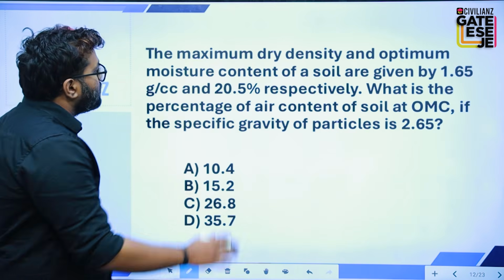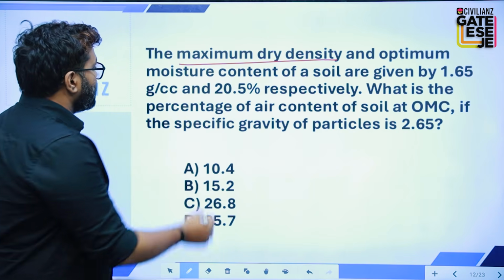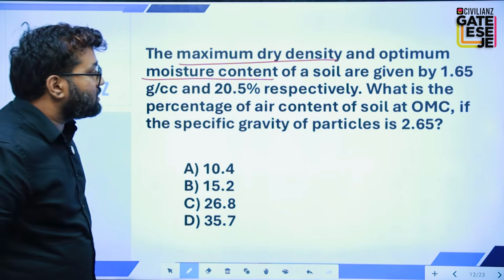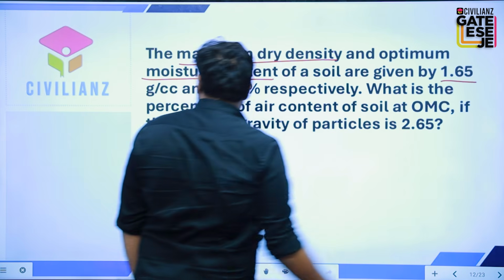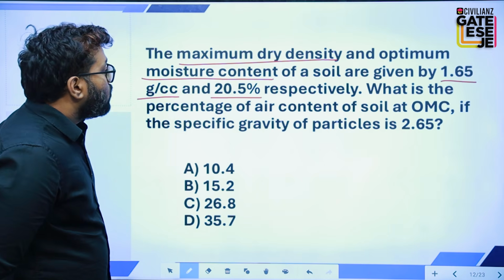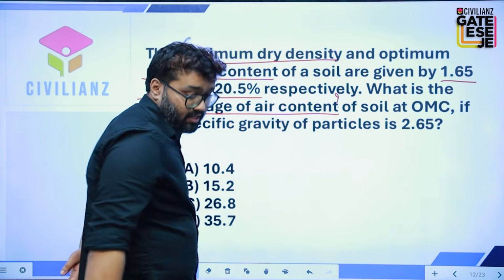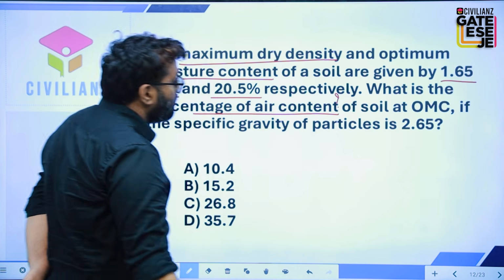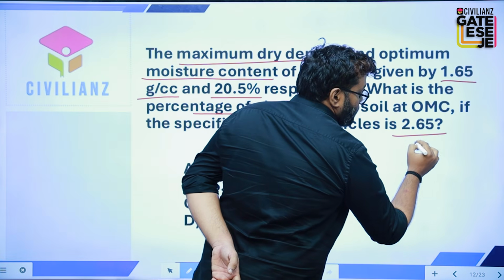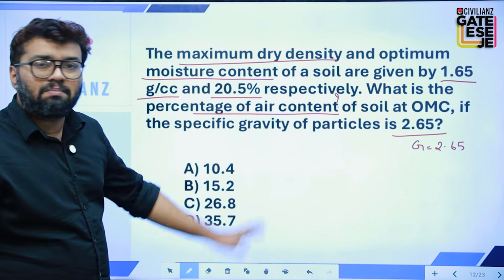So the question is, the maximum dry density and optimum moisture content are given as 1.65 gram per cc and 20.5 percent. What is the percentage of air content at OMC, if the specific gravity of particles is 2.65, given G is equal to 2.65. Okay, so we can start with the basic equation.